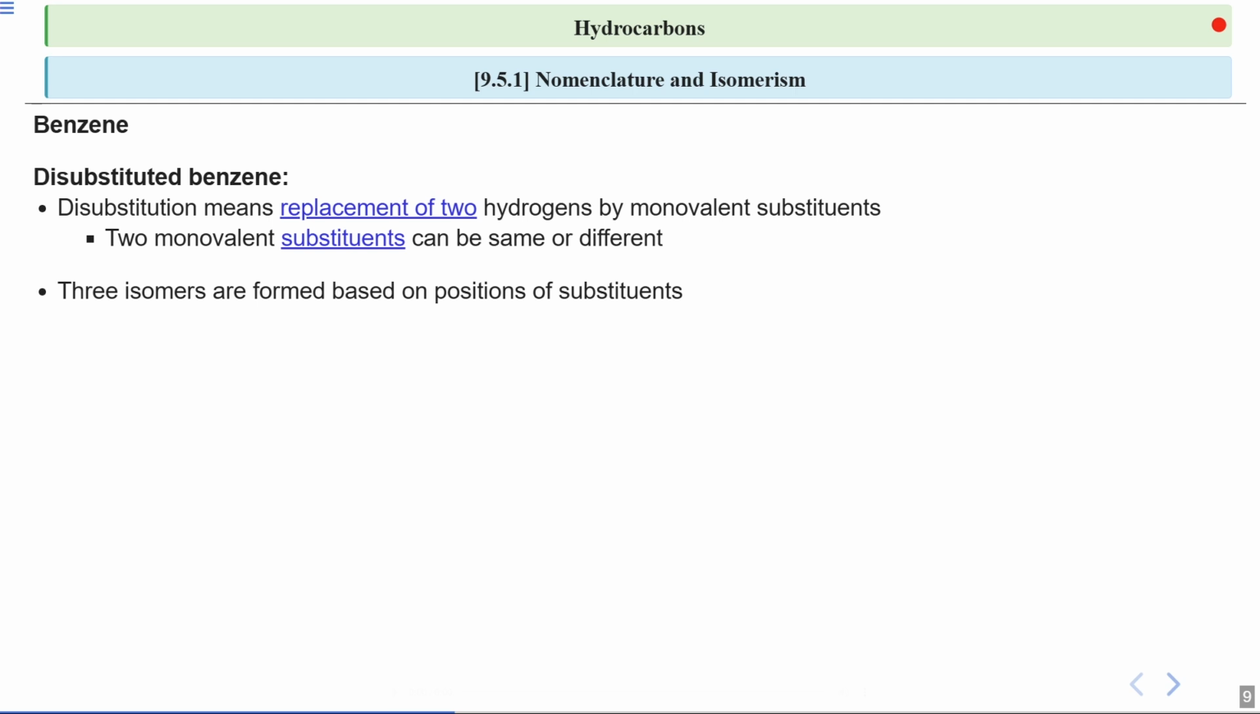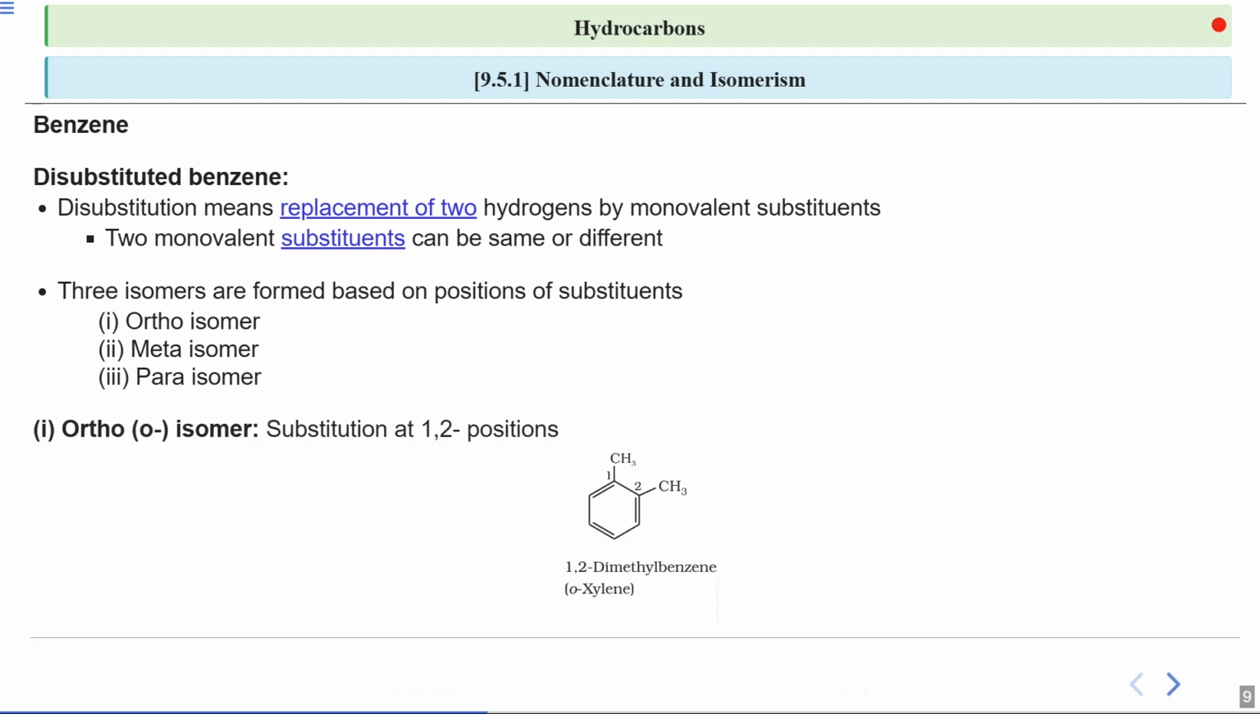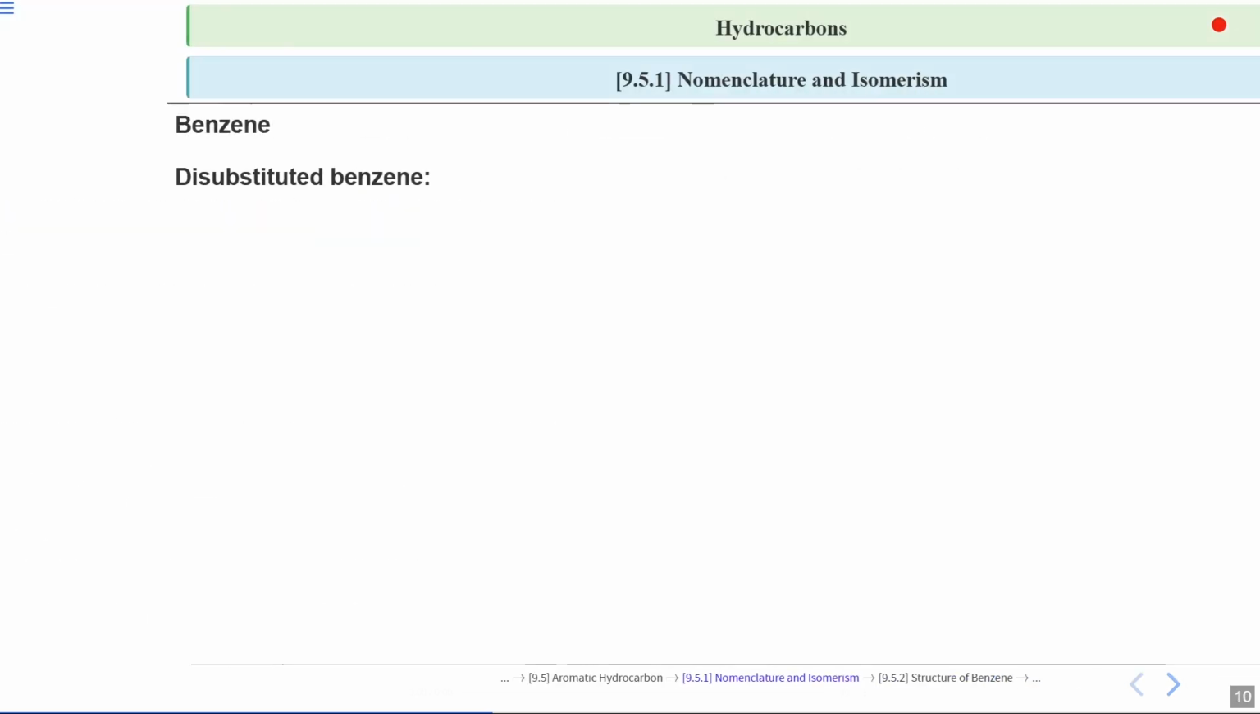There are three isomers based on the position of the substituents. This is basically based on the relative position of the two monovalent substituents. The first one is the ortho isomer, the second one is the meta isomer, and the third one is the para isomer. Starting with the ortho isomer, the two substituents are attached to adjacent carbons. Specifically, they are positioned at 1 and 2. An example is 1,2-dimethylbenzene or o-xylene. To represent this, we can write o-dash rather than 1,2-dash.